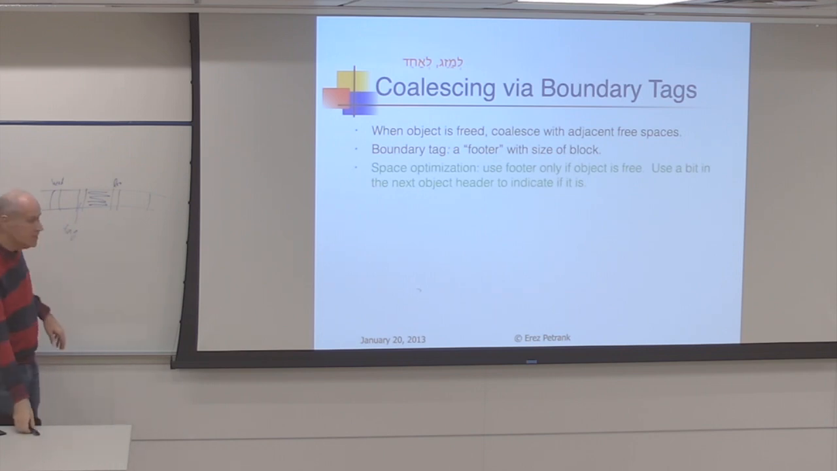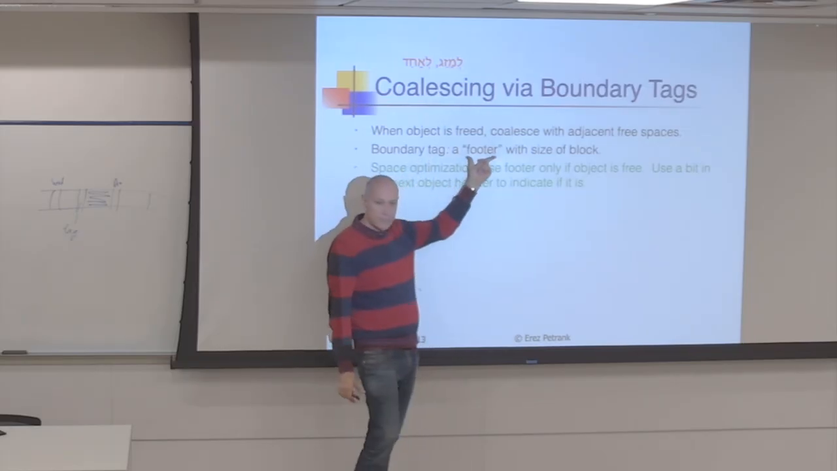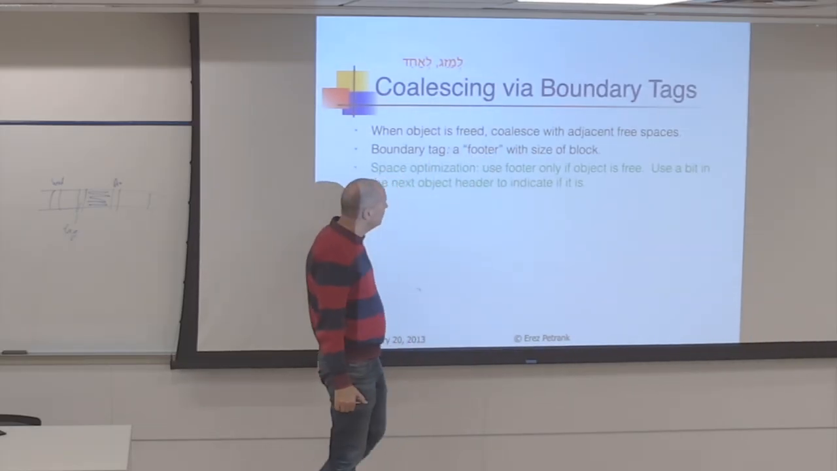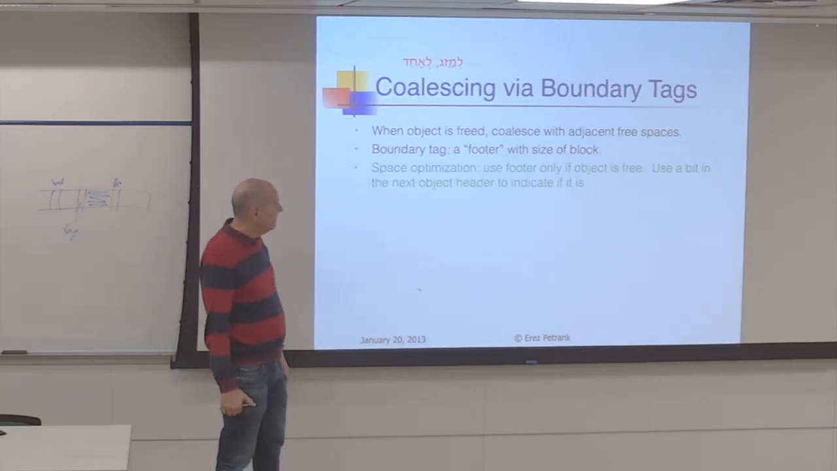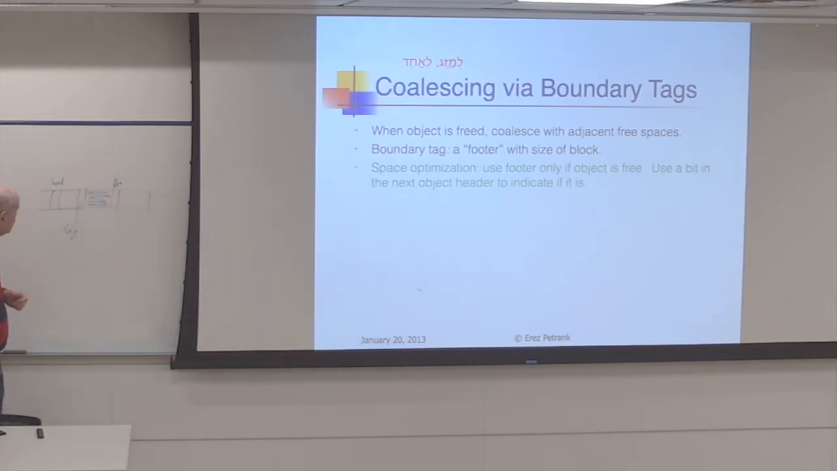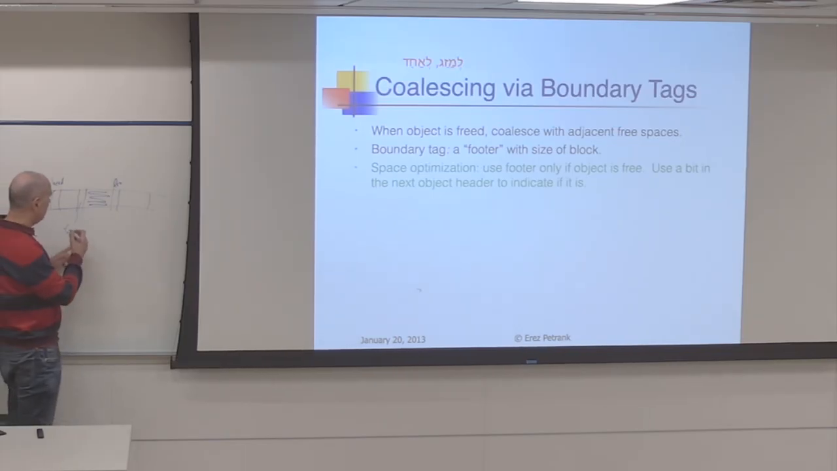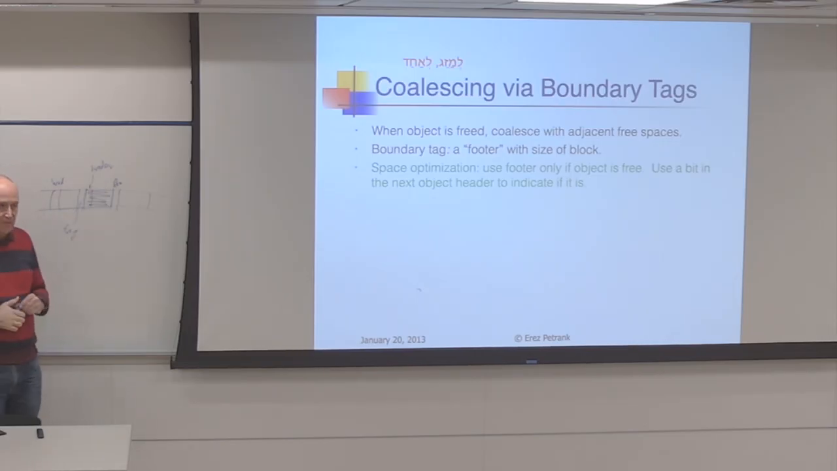The length is enough because if you have the length, you can jump to the head and see if it is used or not. So this is a boundary tag. It's like a footer instead of a header. And it tells you at least the size of the object or the space before it. And what you can do for optimization, you can say, this is the space that I'm freeing in my header. I will keep a bit that tells me if the space before me is free or not.